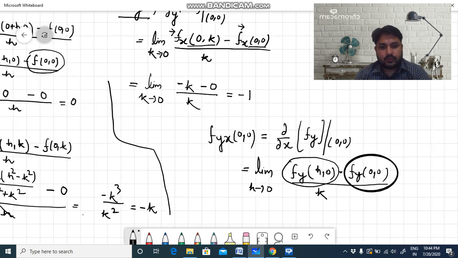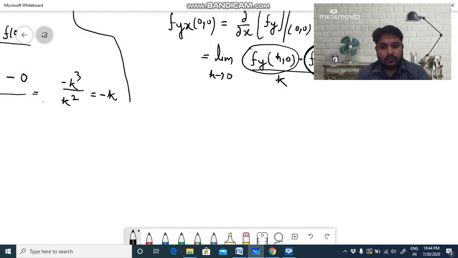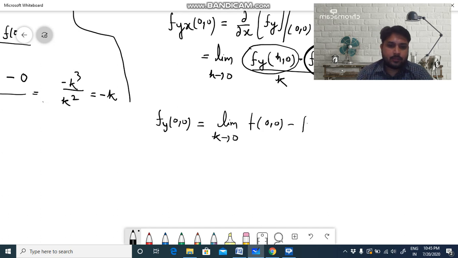So first of all we will find fy at point 0 comma 0, that is the partial derivative of f with respect to y, and it is calculated by this formula: limit k tends to 0 f of 0 comma k minus f of 0 comma 0 upon k. So this gives us value 0 minus 0 upon k, that is 0.